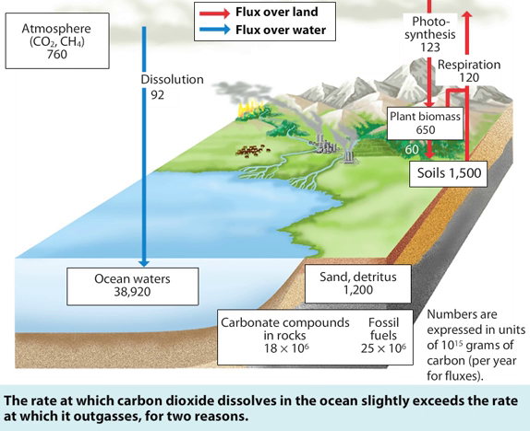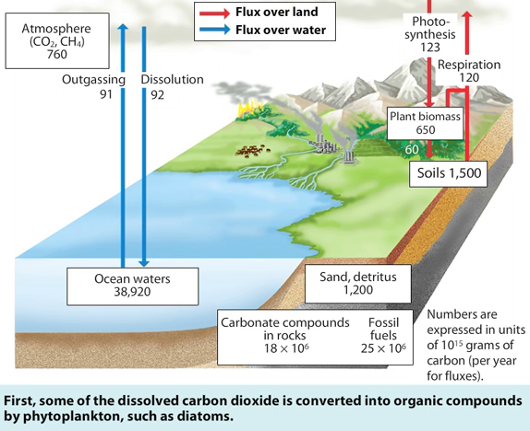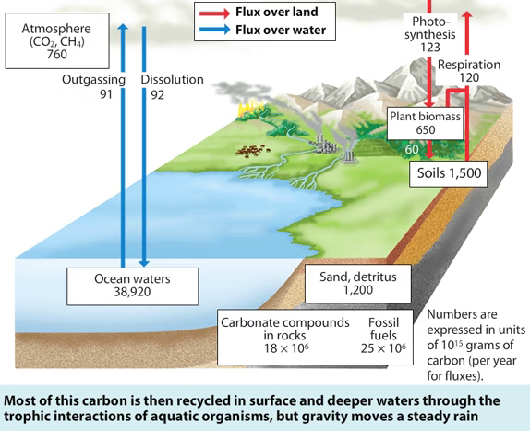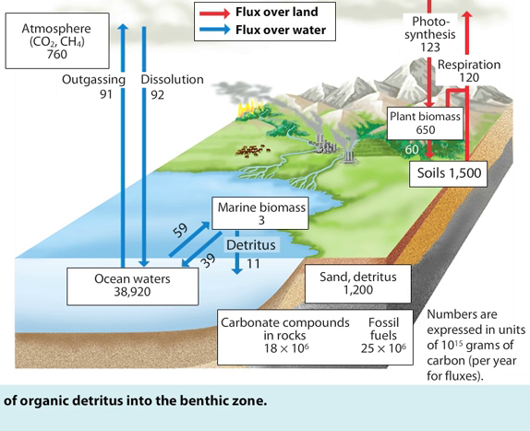The rate at which carbon dioxide dissolves in the ocean slightly exceeds the rate at which it outgasses for two reasons. First, some of the dissolved carbon dioxide is converted into organic compounds by phytoplankton, such as diatoms. Most of this carbon is then recycled in surface and deeper waters through the trophic interactions of aquatic organisms, but gravity moves a steady rain of organic detritus into the benthic zone.